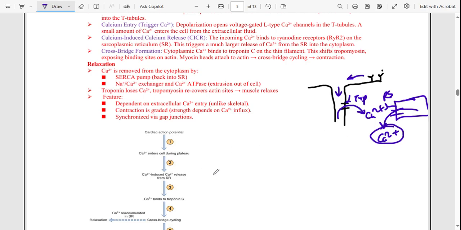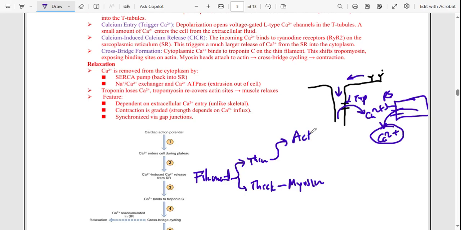So you have got filaments that cause contraction in muscles, basically all types of muscles. We have got the thin filaments, and then we have got the thick filaments. Thick filament is basically myosin. And then the thin filaments, you have got three. You have got the main one, which is actin, and then there is tropomyosin, and then there is troponin. Troponin is of three types. There is troponin I, troponin C, and troponin T.